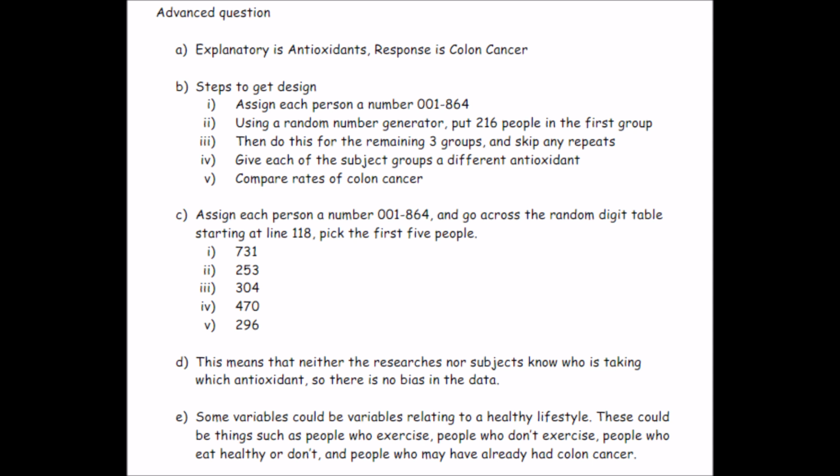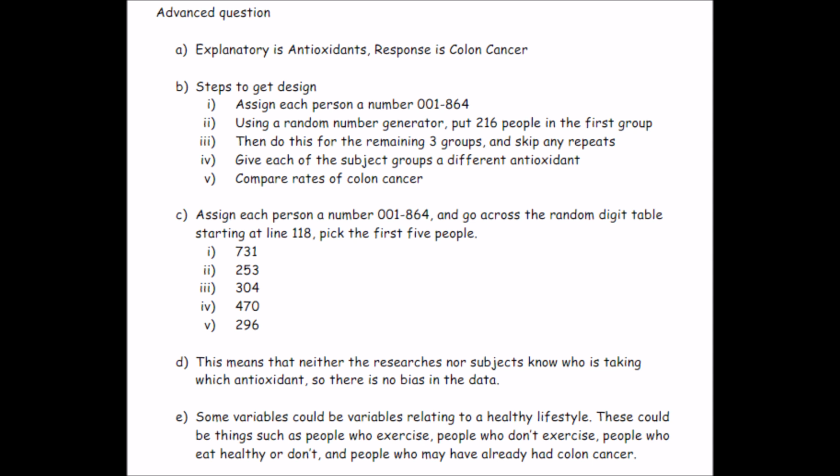Part C is saying to assign labels to the 864 subjects and use table B starting at line 118 to choose the first 5 subjects for the beta-carotene group, which is also the first group. So to do this, I assigned them numbers between 001 and 864. Then starting at line 118, going across, I found the numbers to be 731, 253, 304, 470, and 296.